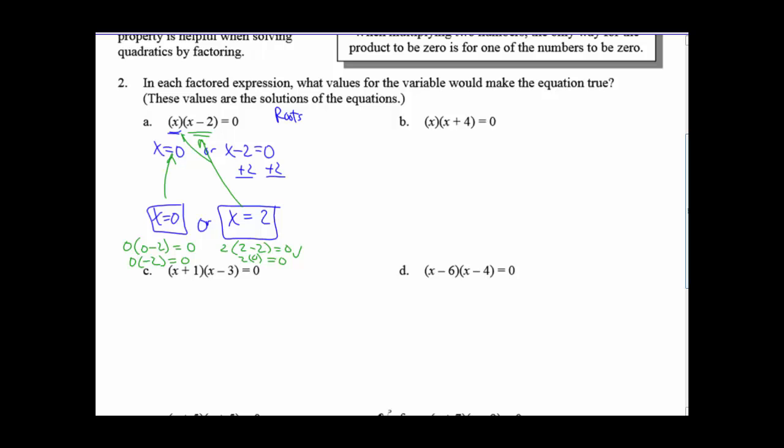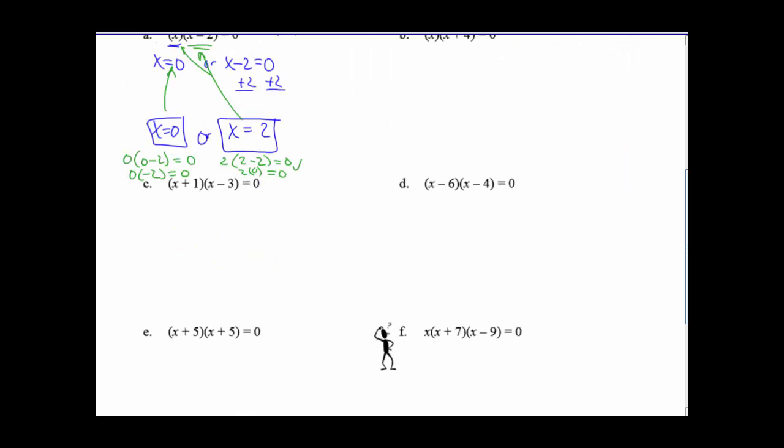All right, let's skip down. Letter C. What if we have a binomial times a binomial? Well, again, they are the factors, and inside we have an x plus 1 and an x minus 3. We need to figure out, well, what can we plug in to this x plus 1 to make it 0? What could we plug in for x to make x minus 3 equal 0?